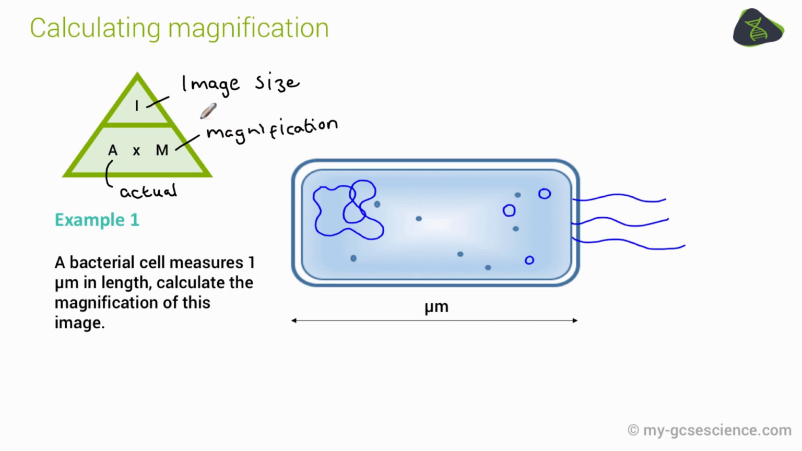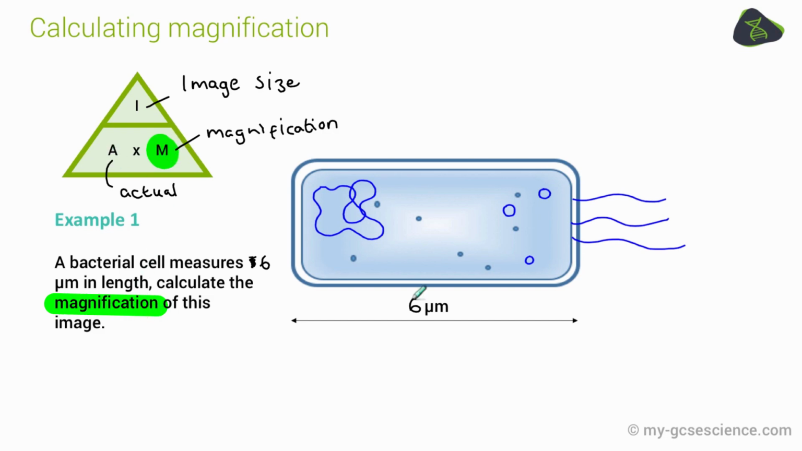So when you are asked to calculate one of these factors, you should be able to access the other two bits of data. So let's look at this particular example. You have a bacterial cell that measures 6 micrometers in length. Calculate the magnification of this image. So we are looking for the magnification of this image.